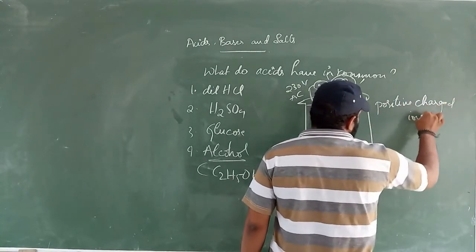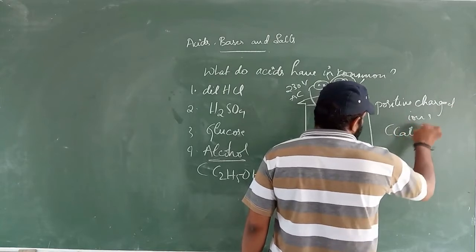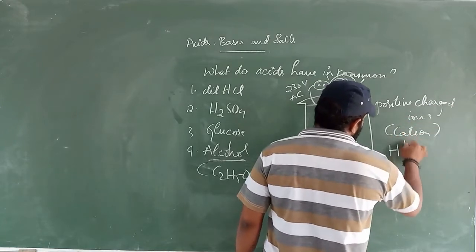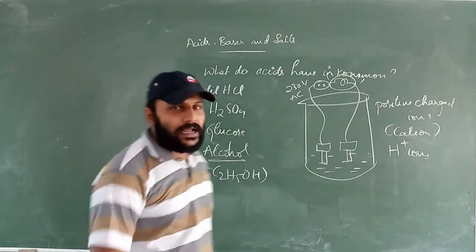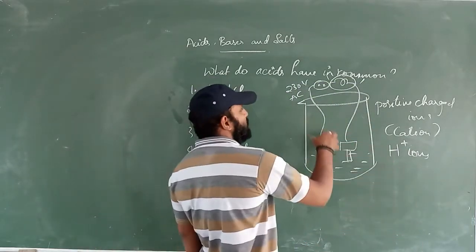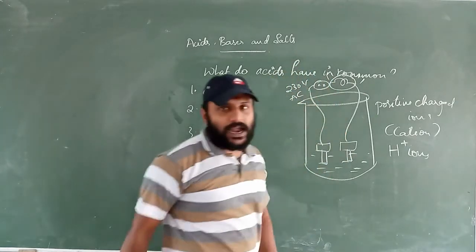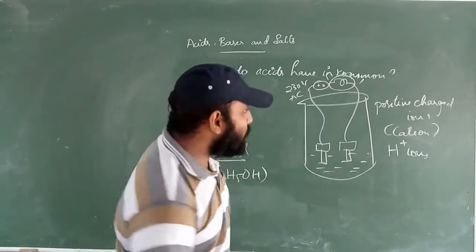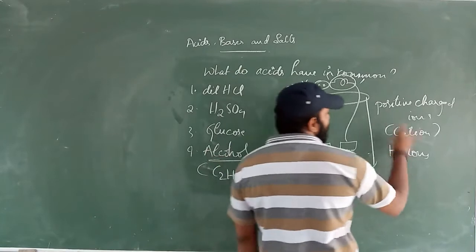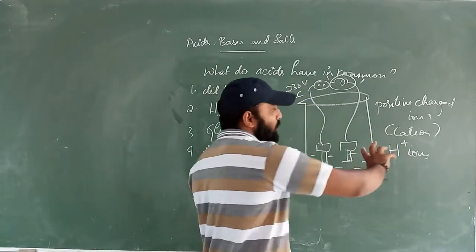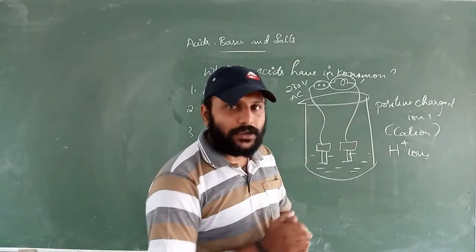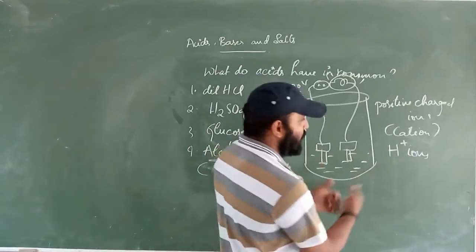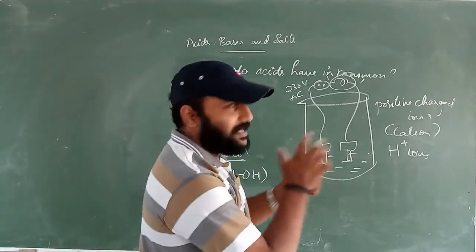Positive charge ion. What is that? Cation. What is the cation present in it? Nothing but H plus ions. Right. So when these H plus ions move, current will pass through it. Since the current is passing, we can observe that the bulb is glowing. Due to the presence of hydrogen, we can say the acidity of that compound. Since the hydrogen ions are present, we can say that it is acidic in nature.